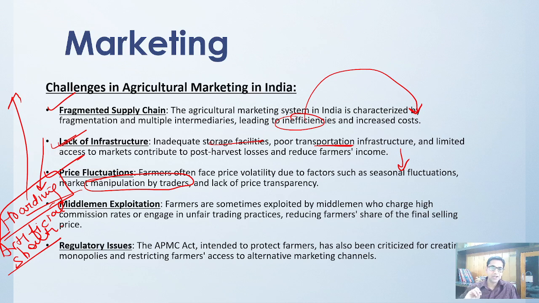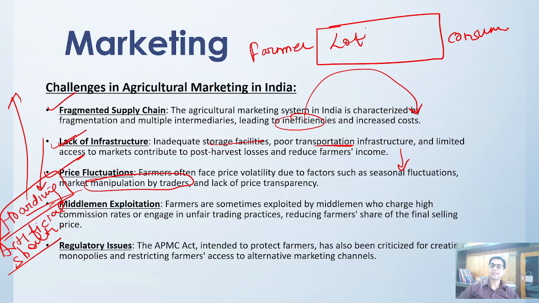Because of that, huge price fluctuation keeps on happening, and sometimes government has to intervene. Okay, then middleman exploitation. Whether it is a trader, a merchant or a money lender, all these people are there. Everybody wants their own share without actually being part of this whole production system. They want their own share. So there is a farmer, there is a consumer, and between them there are a lot of middlemen.